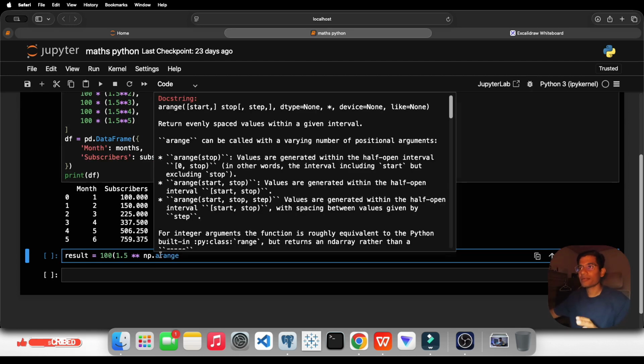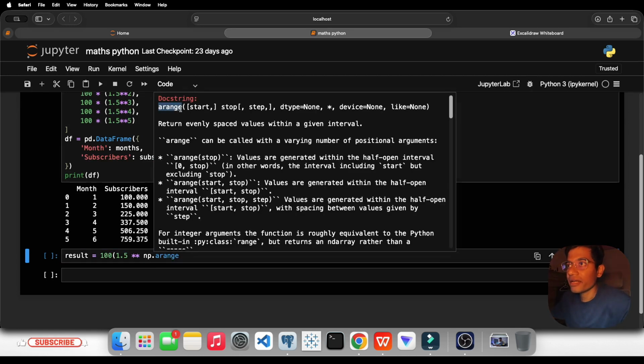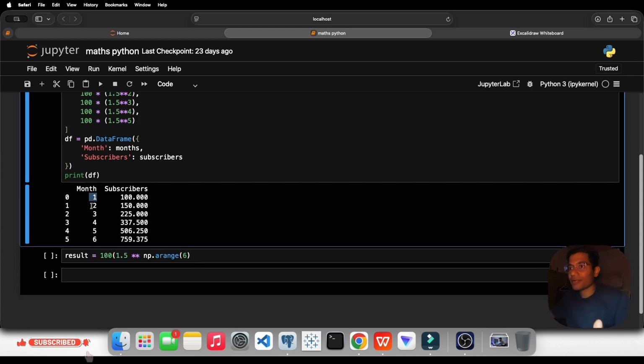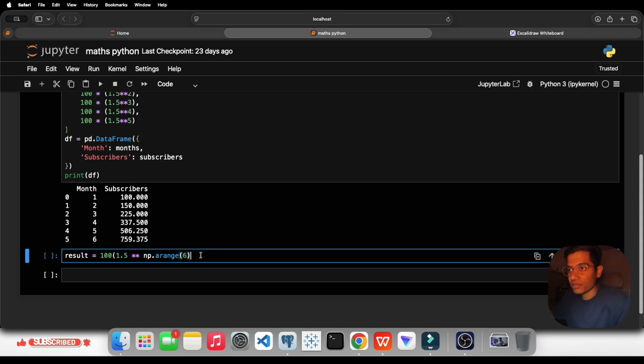If you see it here, it is a range. And a range is available in the numpy library. np.arange takes start, stop, step. I won't write each and everything; I will directly write 6 here. Why 6? Because the time taken is 6 months: 1, 2, 3, 4, 5, 6.